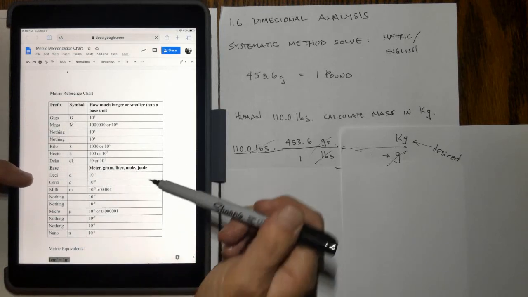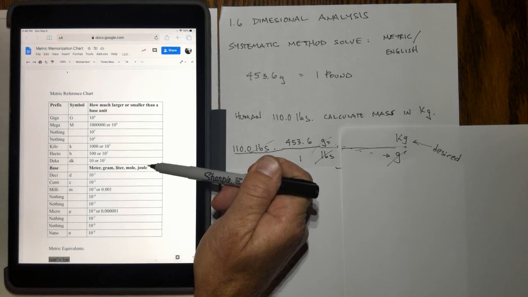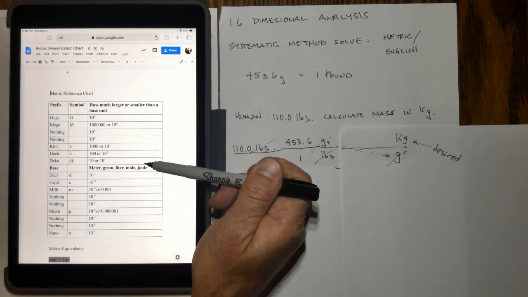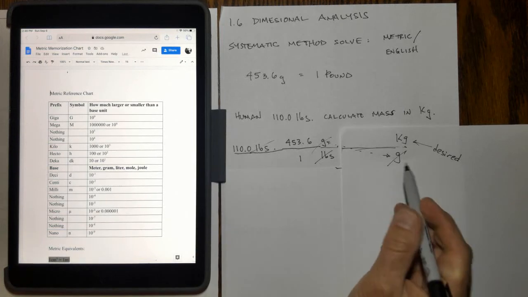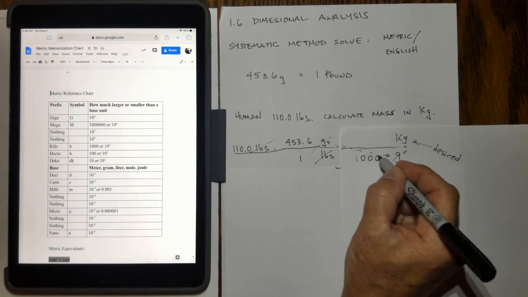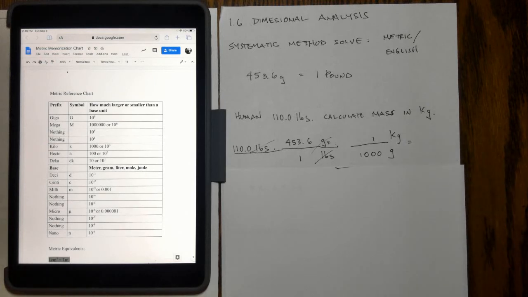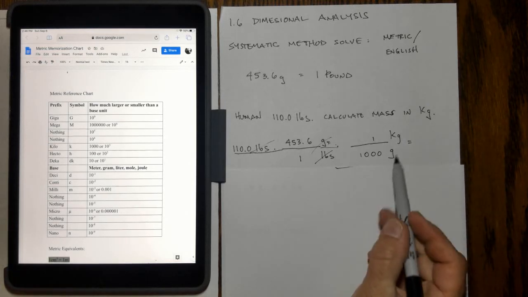And I always say count from the small to the big unit, count by tens. 10, 100, 1,000. So there's 1,000 of the small unit and one of the large unit. The small unit, of course, is grams right here, so there's going to be 1,000 of these smaller units and one larger unit. So that's where you get your conversion factor from grams to kilograms.